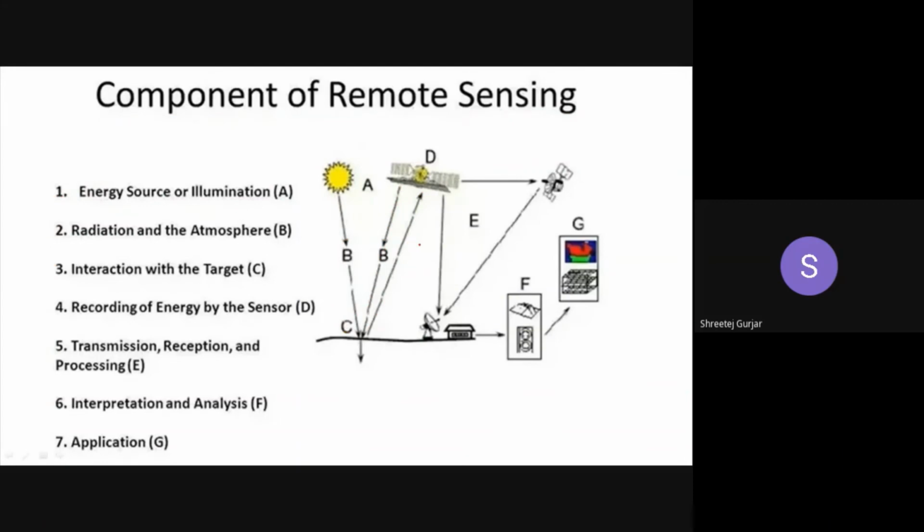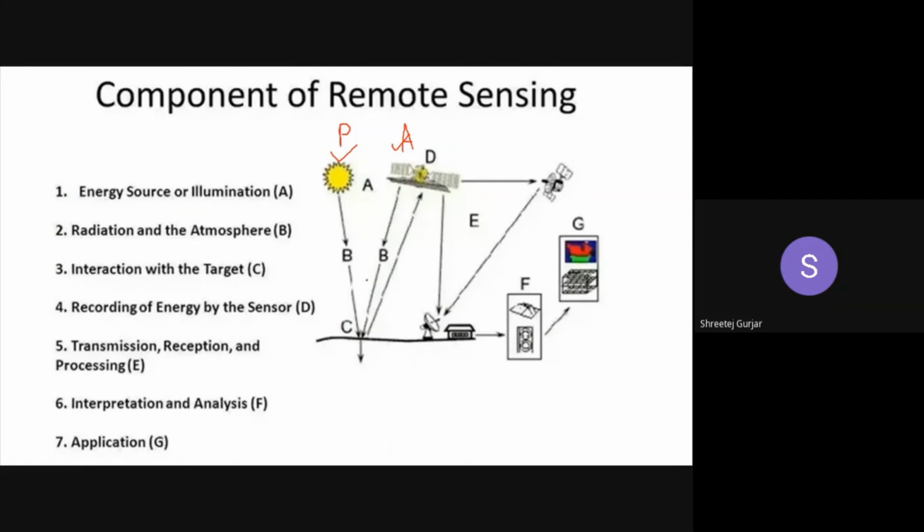Okay, so this is one more type. The first part, where we use the radiation given by the sun, is called a passive system, and when the satellite has its own energy source, that is called an active system. Okay, so keep this point in mind. We shall discuss this in detail later also. Okay, so we are done with the second one.